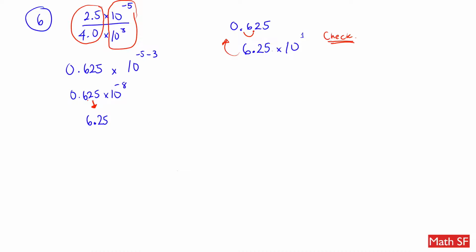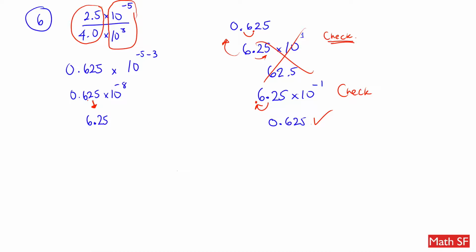6.25 times 10 is actually moving the decimal one space to the right. It's going to be 62.5. And that's not what we wanted. So this should not be your answer. It should have been 6.25 times 10 to the negative 1. But let's check. Let's restore it. Does it work? Multiplying times 10 to the negative 1 means that you move your decimal to the left, and you should have 0.625. And yes, it actually works. So this is the correct one. Okay?